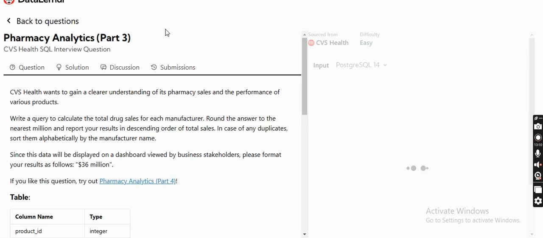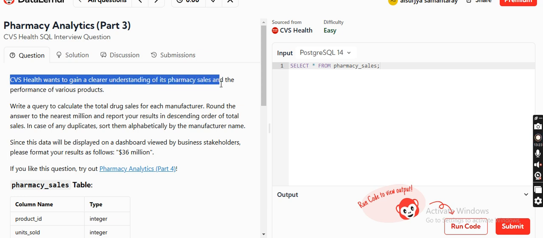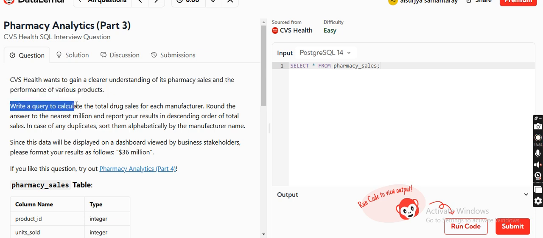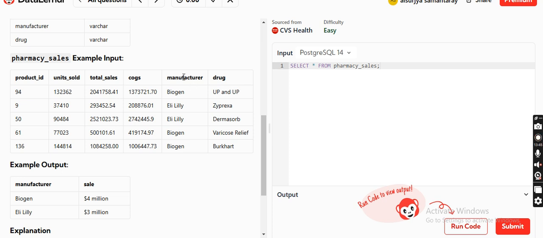Okay, so in this question, here they have just changed the query, means changed the case. CVS Health wants to gain a clearer understanding of its pharmacy sales and performance of various products. So the main question tells us to write a query to calculate total drug sales of each manufacturer. This is the first statement. Total drug sale of each manufacturer. Of each manufacturer, we need to find total sales.